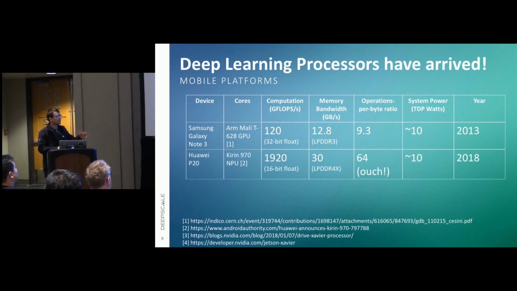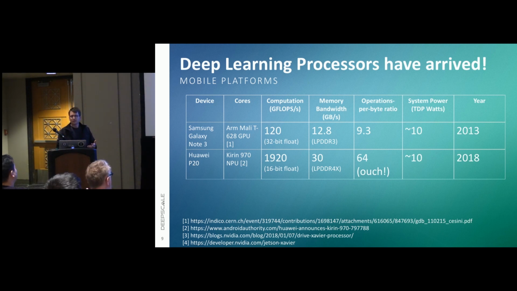So, Huawei has emerged with a tensor processing unit just over the last few months. They call it a neural processing unit, actually. It's available in phones that you can buy today, like the Huawei P20. And they claim around 2 teraflops per second using 16-bit. And it's just vanilla cell phone memory, though.